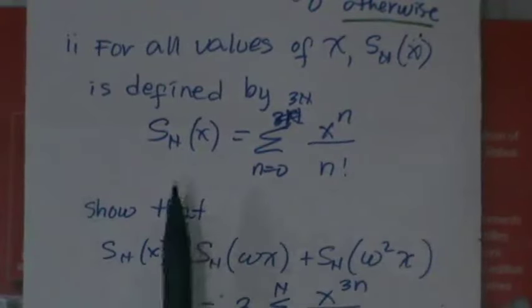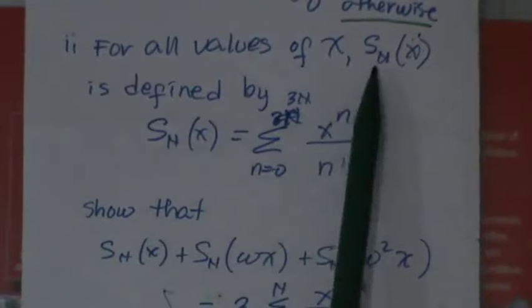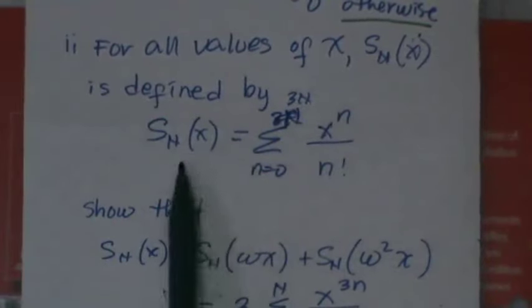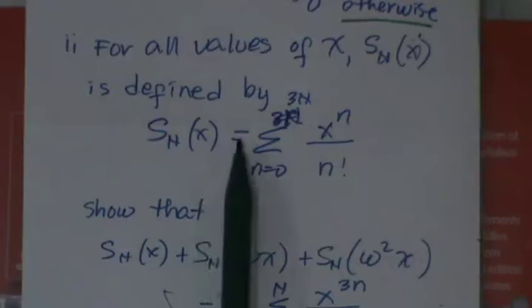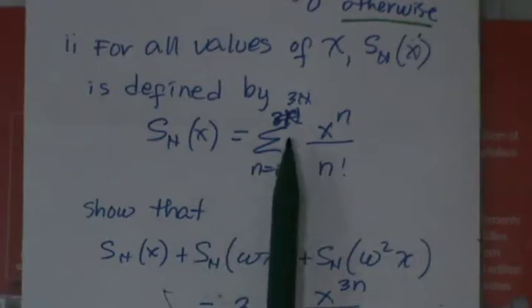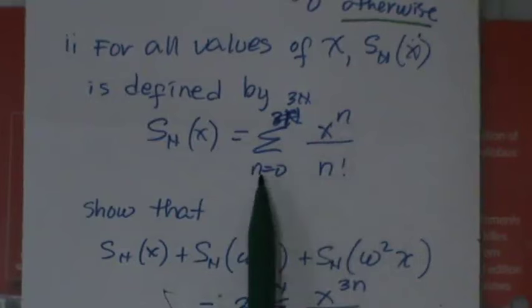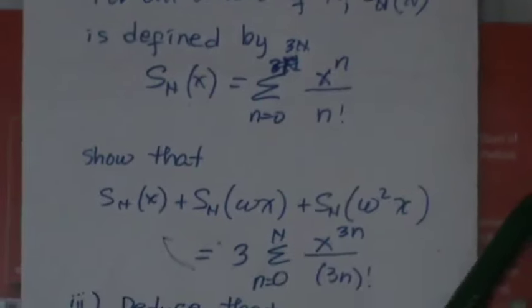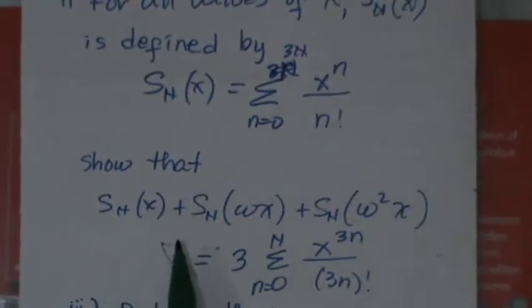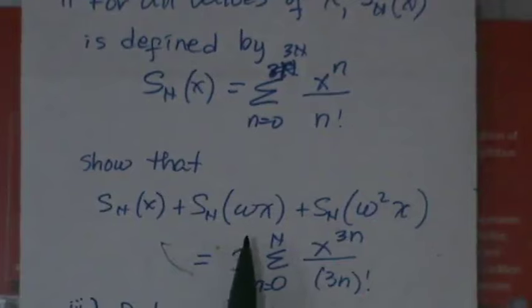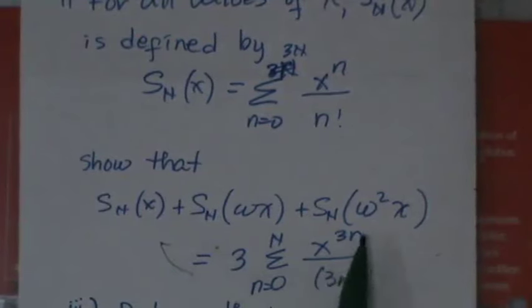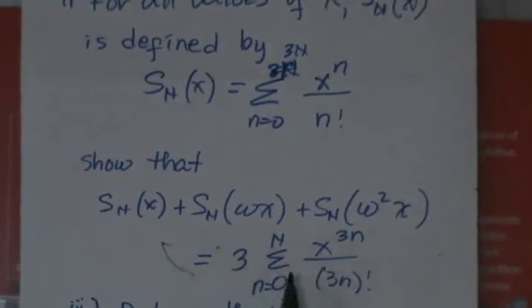And the question was, for all values of x, s sub n of x is defined by the sum of x to the n over n factorial, from n equals 0 to 3n. Show that s sub n of x plus s sub n of omega x plus s sub n of omega squared x is equal to this.